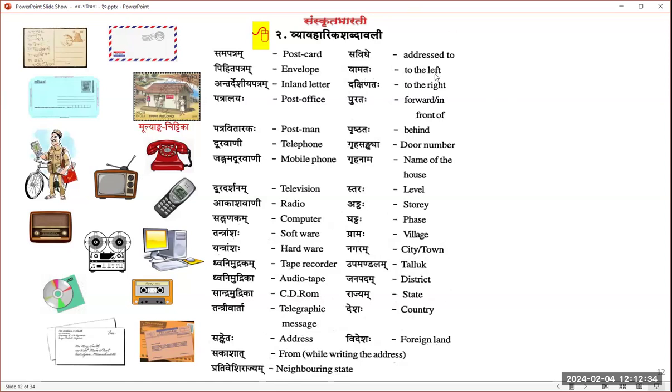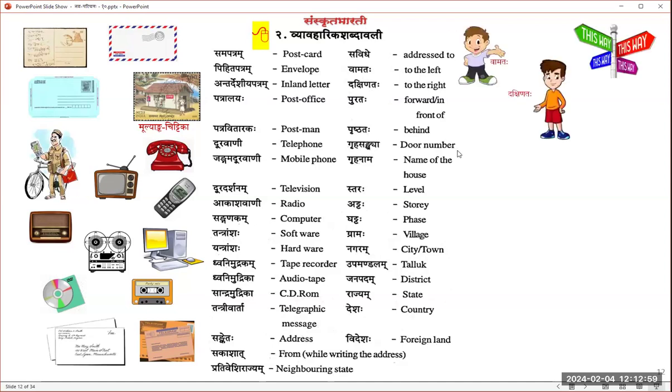Vamataha, to the left. Dakshinataha, to the right. Purataha, forward, in front of. Prishtataha, behind. Griha Sankhya, door number. Okay, I forgot opening all these things. Griha Nama, name of house. Taraha, level.